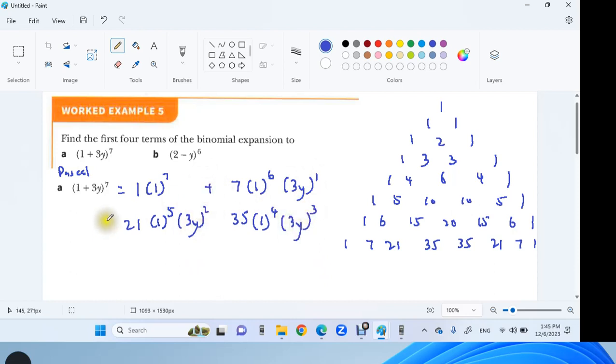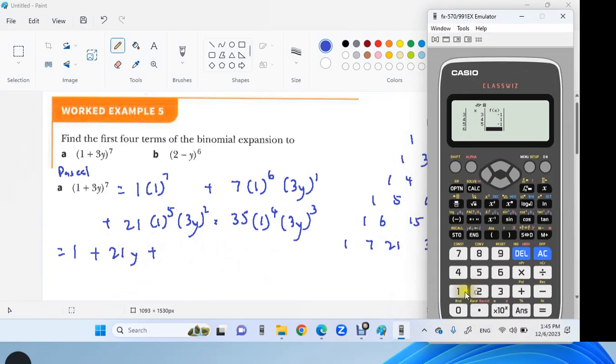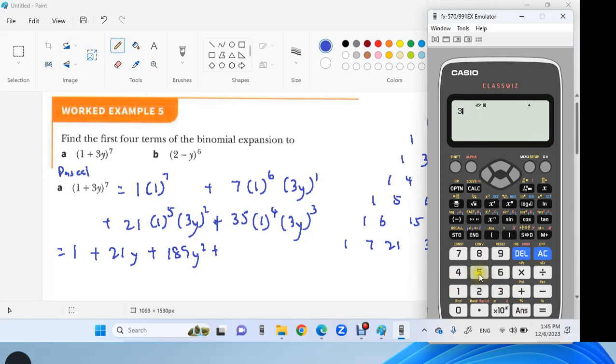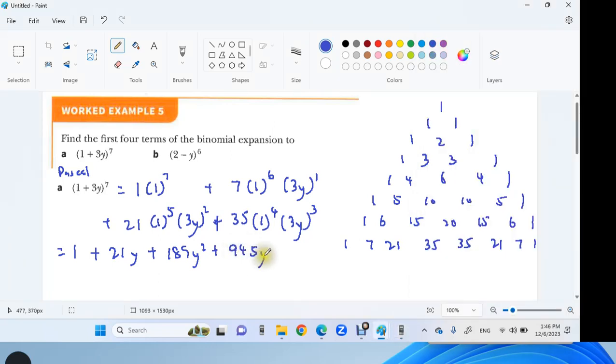So what we have will be 1 plus 21y plus, this is 21 times 3 squared, which is 189y squared, plus, this is 35 times 3 to the power of 3, which is 945y to the power of 3.